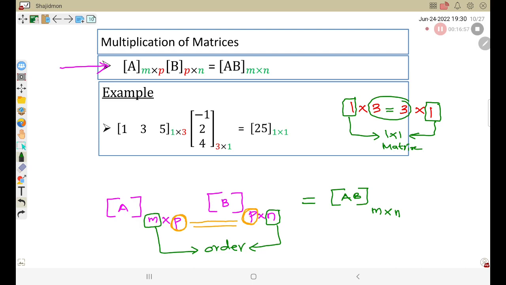So how to multiply? Now you can see what we do. The first row multiplies with the first column, R1 multiply with C1. So the first number here multiplies with the first number here, plus the second number multiplies with the second number, the third number multiplies with the third number. Okay, so that is the multiplication of matrices. So you will get 25. It is a 1 by 1 matrix. Okay, this is a simple example.